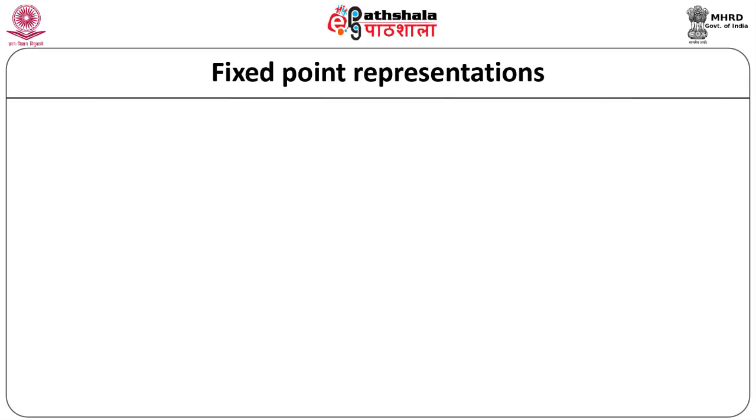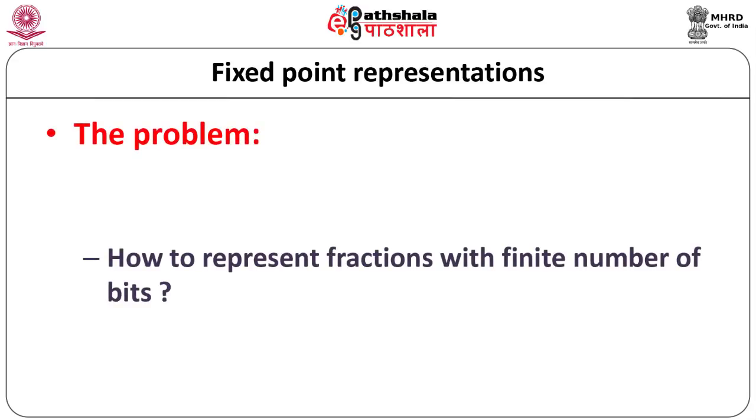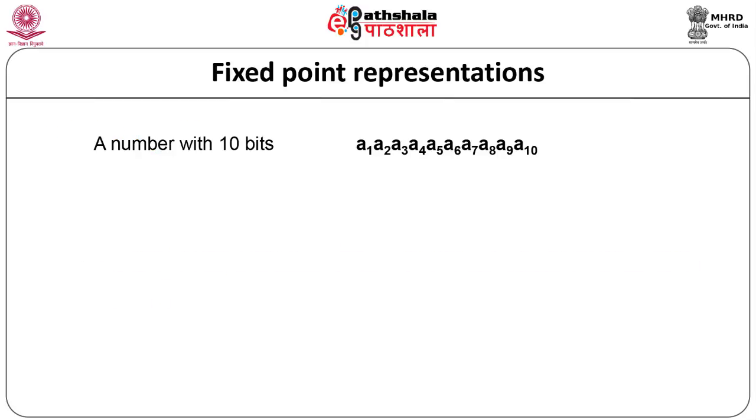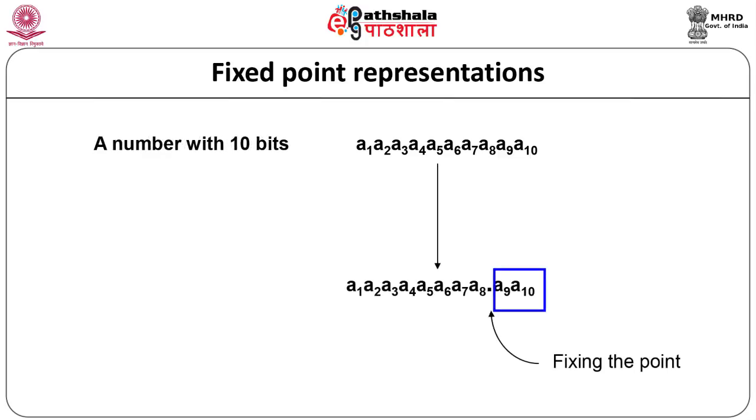We have discussed the representations of signed and unsigned numbers in fixed point representations. The problem now is how to represent fractions with a finite number of bits. Let us consider a 10-bit number represented as A1, A2, A3 and so on, say up to A8. Out of these 10 bits, the rightmost 2 bits can be used for storing the fractions. In this representation, the radix or binary point is assumed to be after the 8th bit. Note that the binary point is not stored.